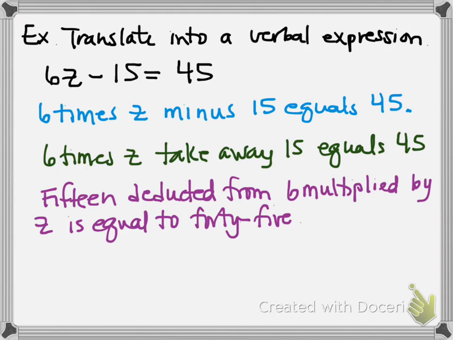Joy, would you be able to do 6 times the number z? You could say that. The one thing I didn't hear anybody say is the product of 6 and z minus 15 is equal to 45. So instead of using the word times, we could say the product of, and then we would say 6 and z.